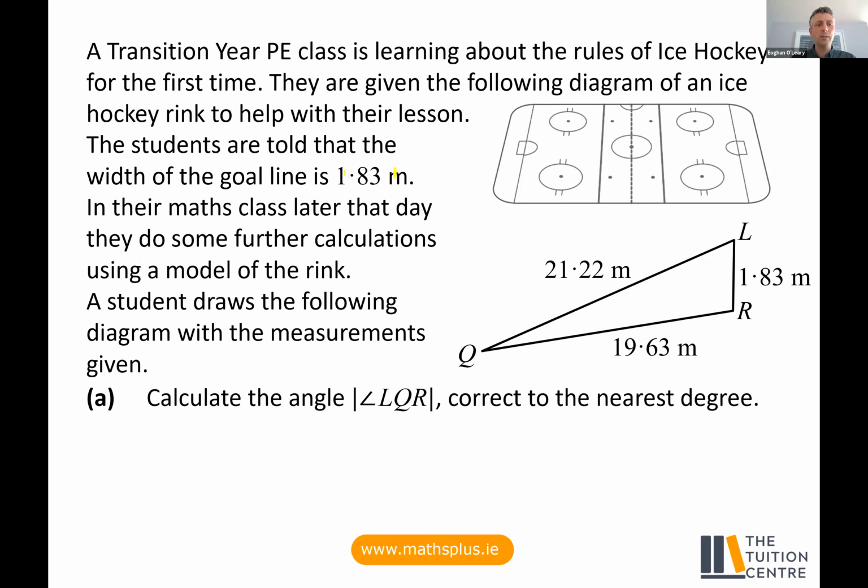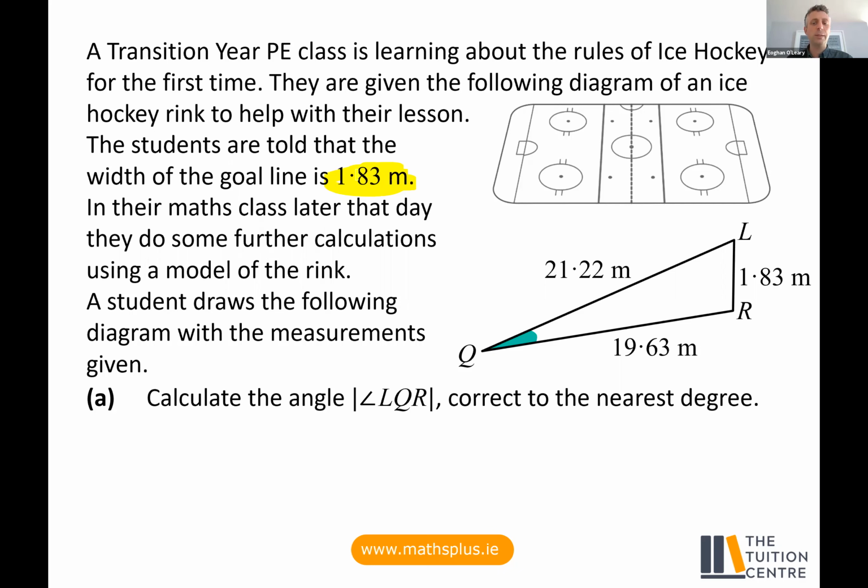Students are told that the width of the goal is 1.83 meters. In their maths class later that day, they do some further calculations using a model of the rink. A student draws the following diagram with measures given. Calculate the angle LQR, the measure of that angle, correct to the nearest degree.